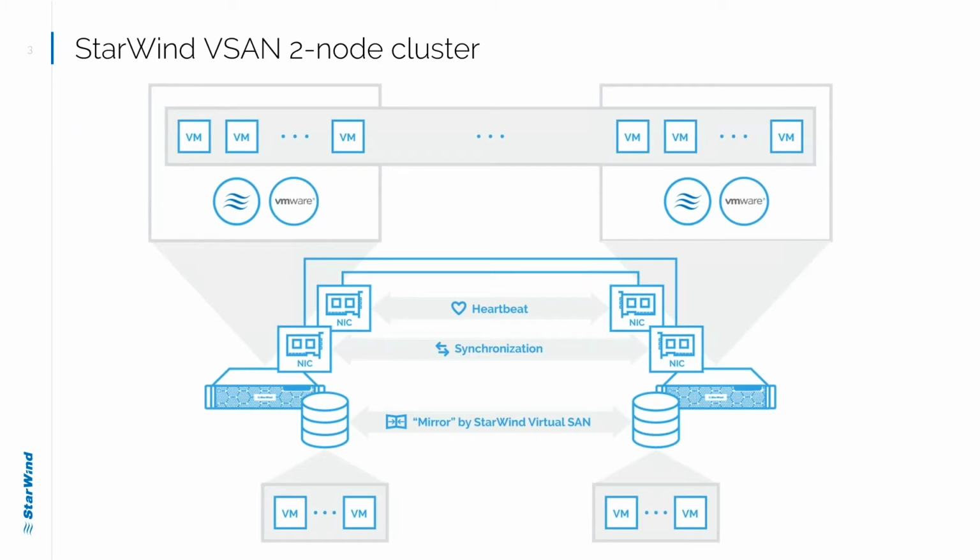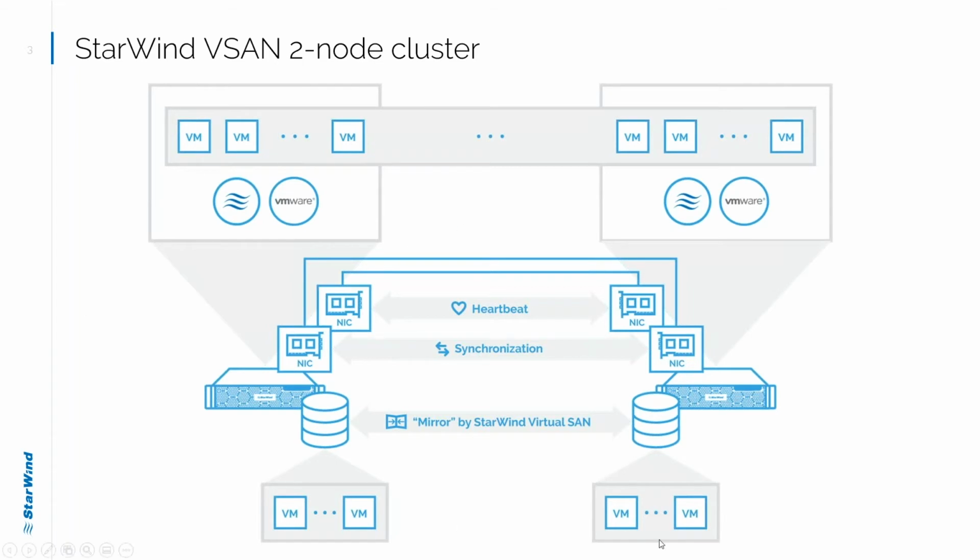StarWind Virtual SAN mirrors the local storage between servers and provides the cluster with a highly available iSCSI target. It does block-level replication, and all write requests are acknowledged only once data hits the storage in both nodes. Multipathing is used for iSCSI storage connection, which together with redundancy also increases performance, especially on read operations, because each node may read from two sources simultaneously.